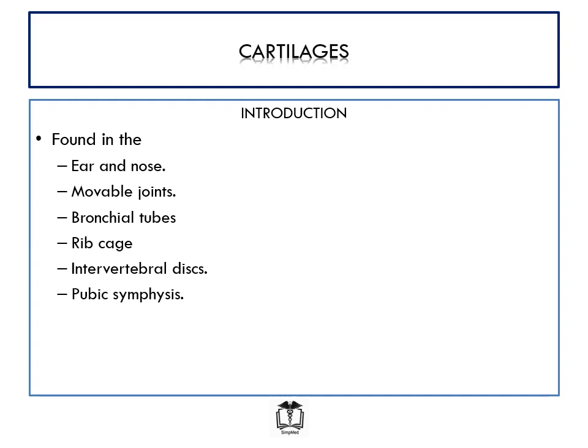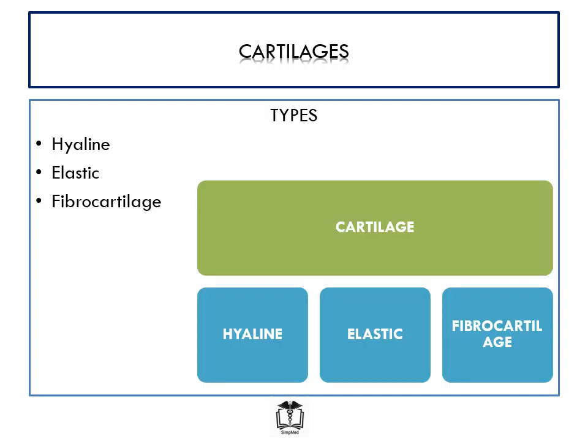They are also found in bronchial tubes. They are found in rib cages, intervertebral discs, and in the pubic symphysis. Cartilages are divided into three types. We have the hyaline cartilage, we have the elastic cartilage, and the fibrocartilage. We'll talk about each of them.